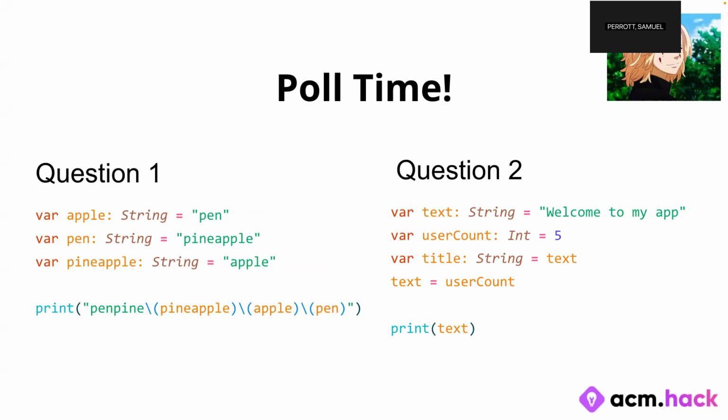Come on, guys. This is as simple as Python. Anyone who answers, I'll give you double. Okay, 3, 2, 1. I'll just say it. It says, "Welcome to my app." Actually, no, it says 5. I'm sorry.